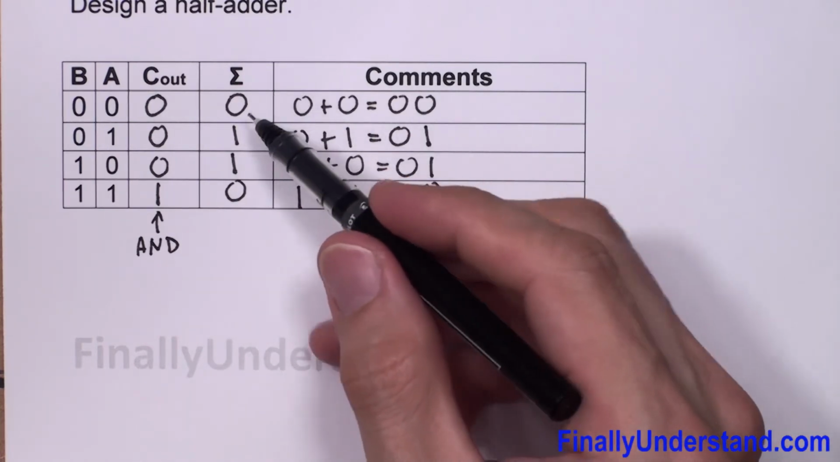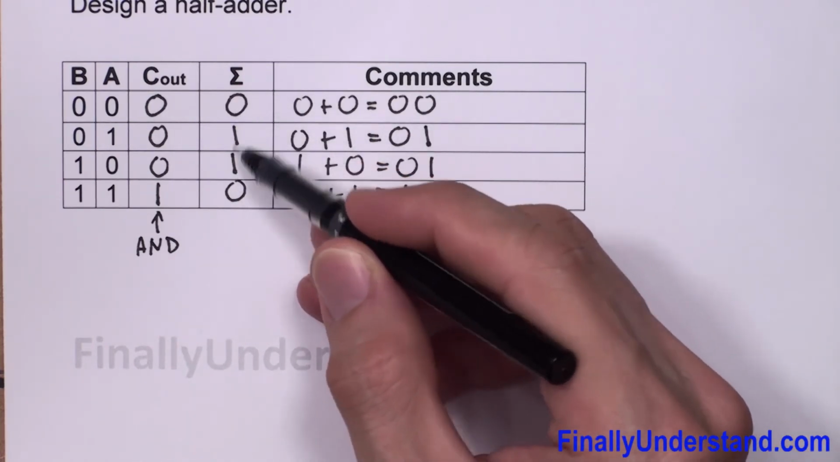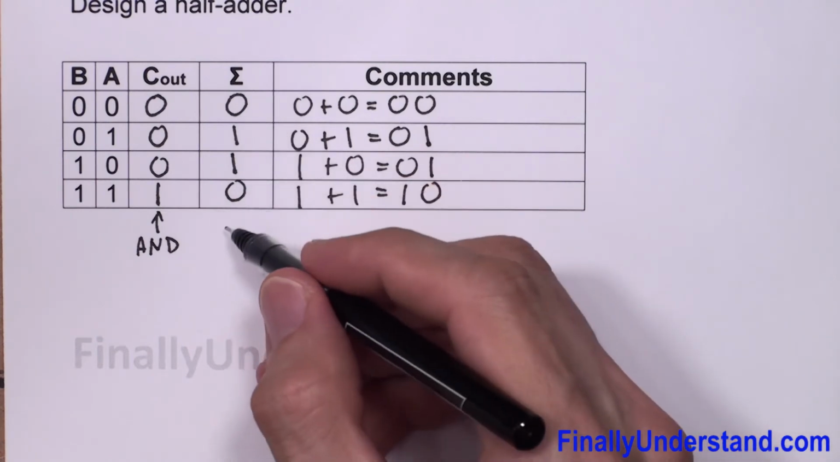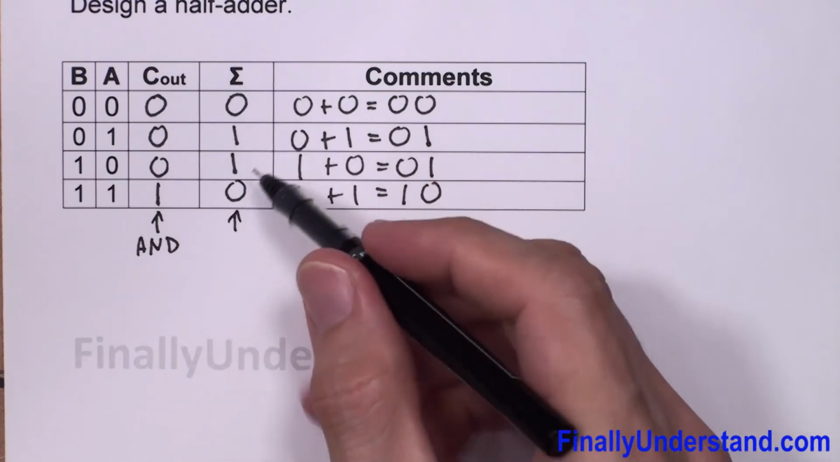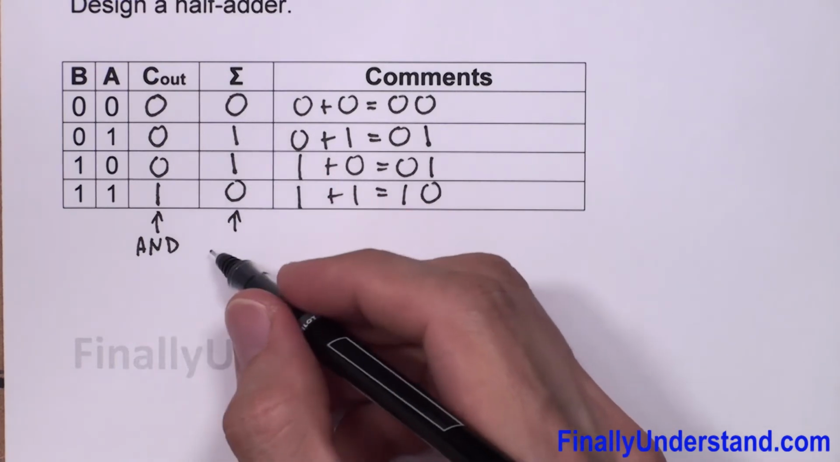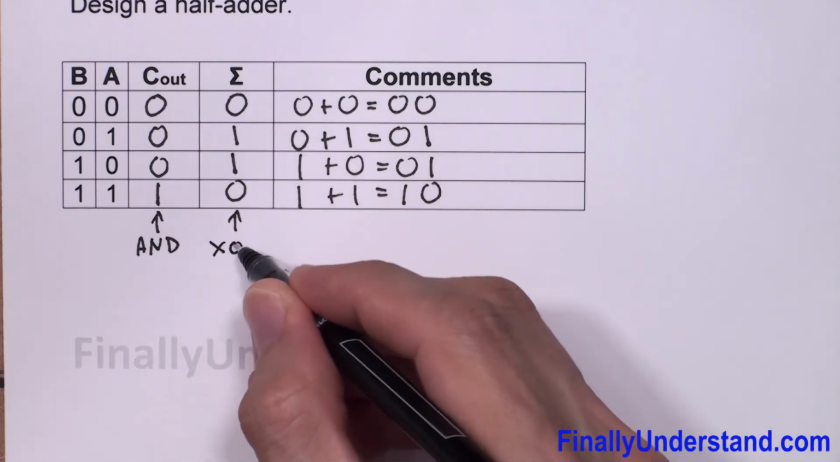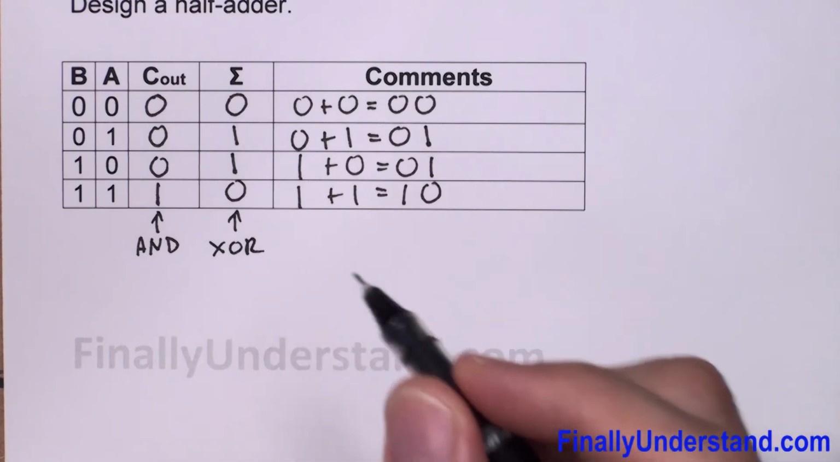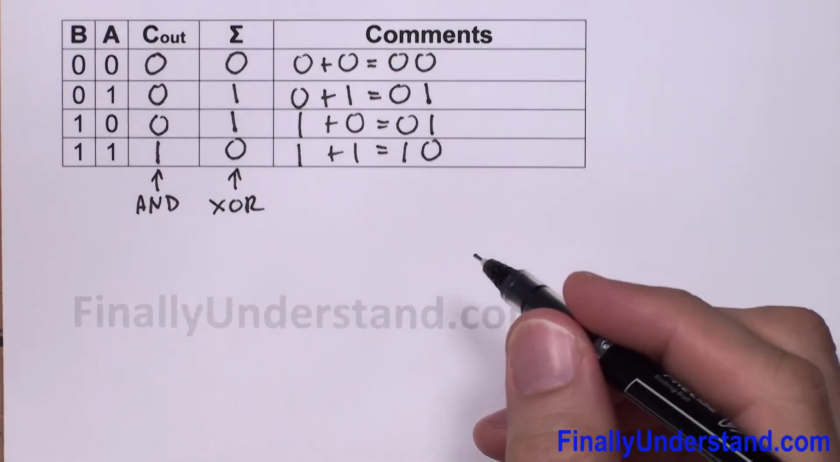If you look at this column, this figure is supposed to remind you that this is nothing else, just the truth table of the exclusive OR gate. Okay, so now we can draw the circuit.